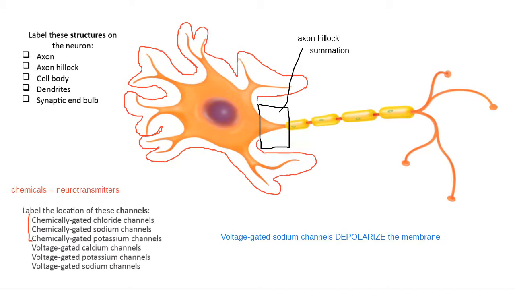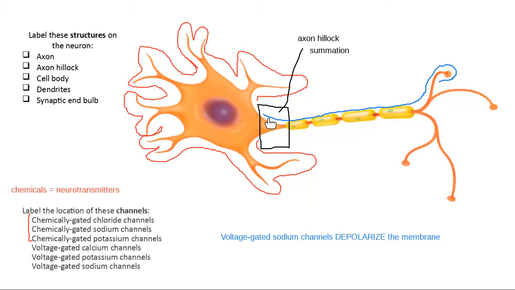So I have voltage-gated sodium channels all the way down to my axon terminal. I'm going to find them everywhere. So we've got voltage-gated sodium channels depolarizing the membrane. Just as quickly, though, as I depolarize it and get it all the way up to positive 30, I need to get it back down to negative 70 again.